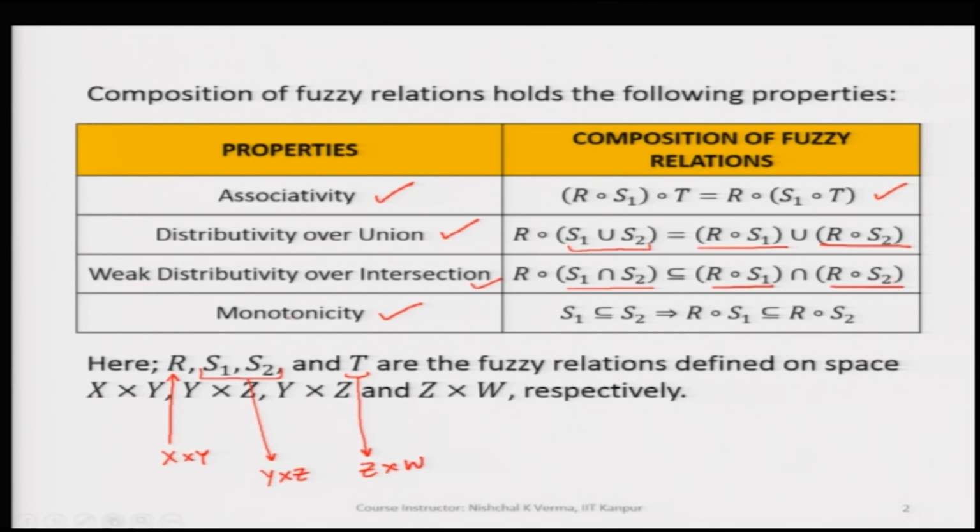Similarly, the fourth property is monotonicity. If we take S1 and S2 as fuzzy relations, and S1 is a subset of S2, then in that case the composition of R and S1 will be a subset of the composition of R and S2. This is called monotonicity. And as I have already mentioned, this small o represents the composition symbol, and this composition can either be max-min or max-product.